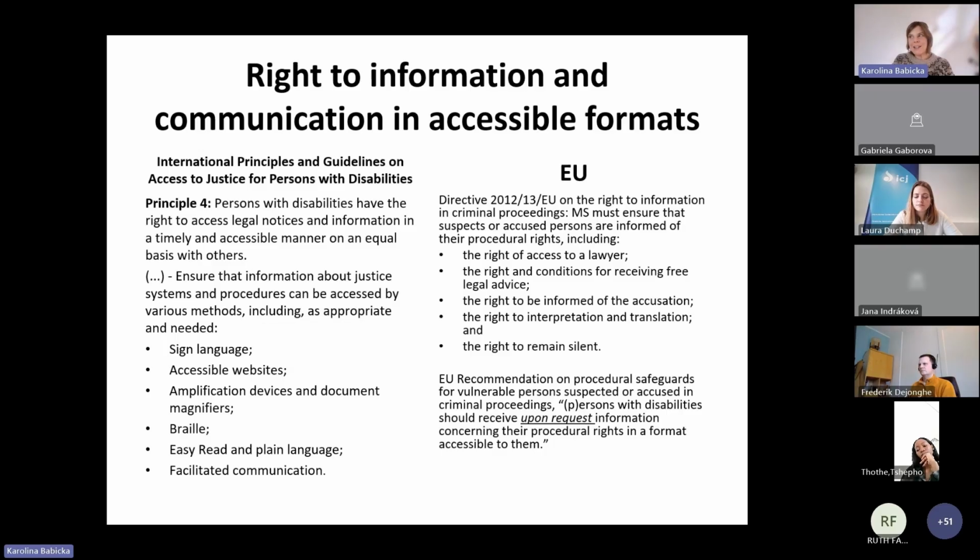Just a note here, I've put up the EU recommendation. There is an EU recommendation on procedural safeguards for vulnerable persons suspected or accused in criminal proceedings, which refers to rights of persons with disabilities in proceedings. You can also see it is a recommendation, not a legally binding act. It's not a directive or a regulation, unfortunately, but it says that persons with disabilities should receive, upon request, information concerning their procedural rights in a format accessible to them.